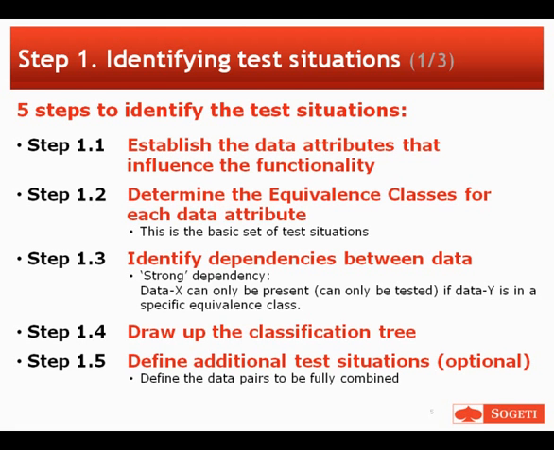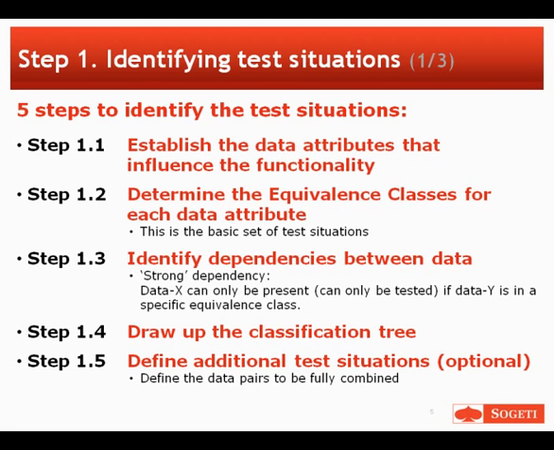Then you identify if there are any so-called strong dependencies between data. This means that a certain data attribute can only be present if another data attribute is in a specific equivalence class. For instance, variations in the data attribute driver's license can only be present and therefore be tested if another data attribute, age, is in the equivalence class over 17.